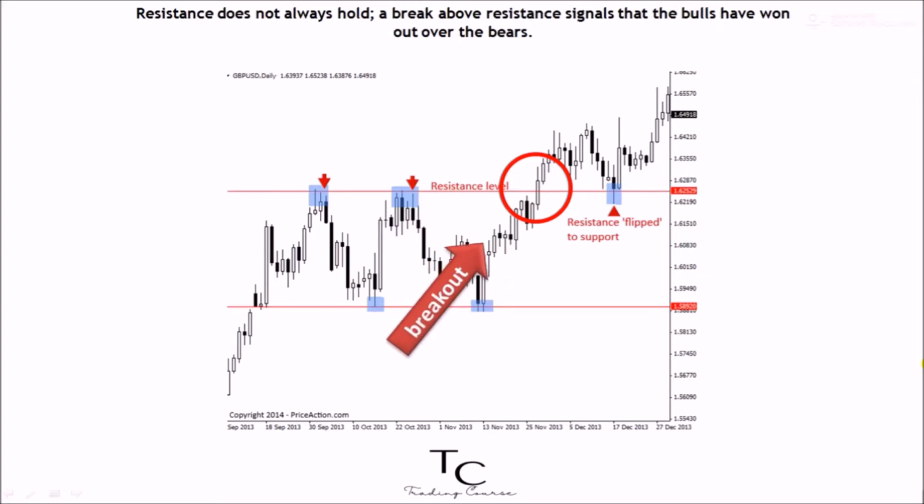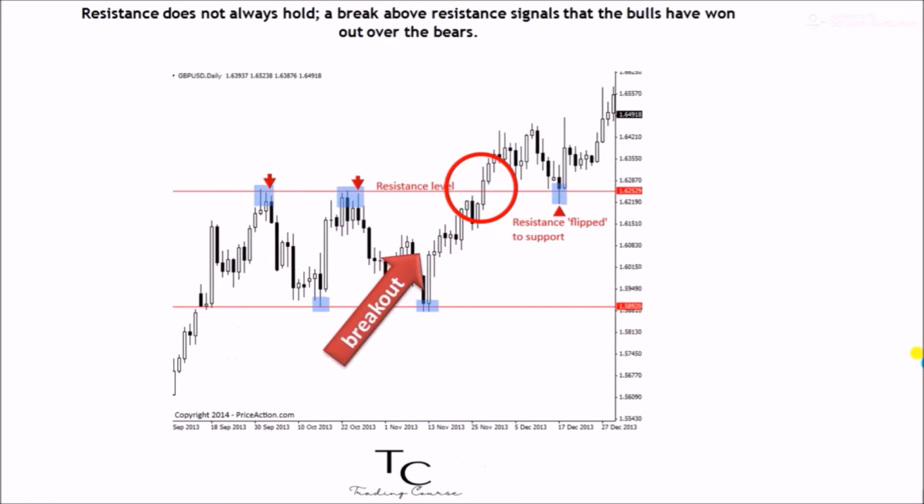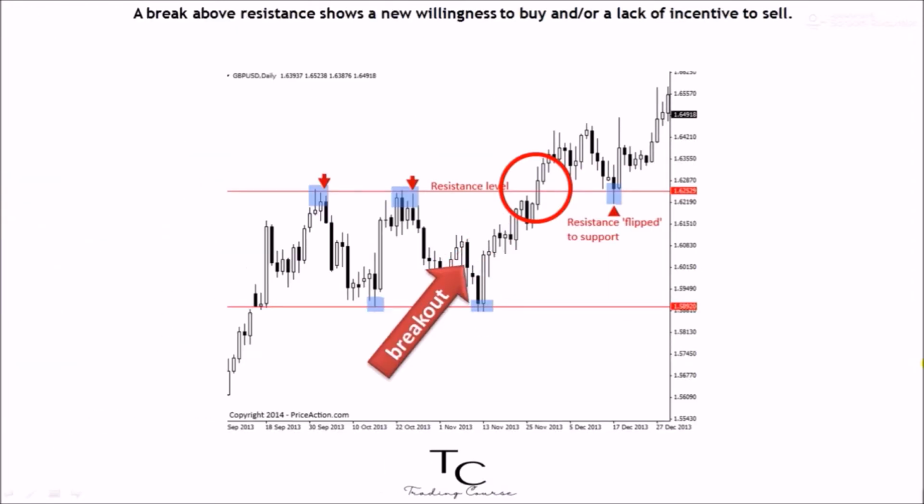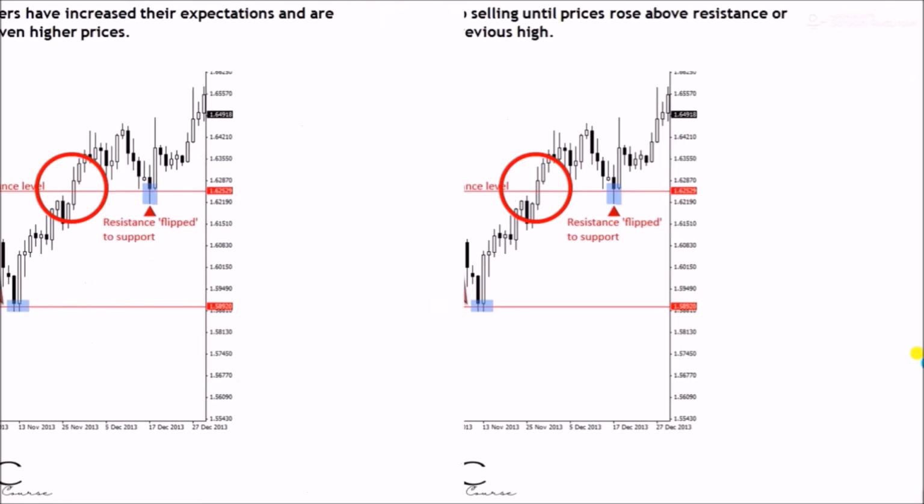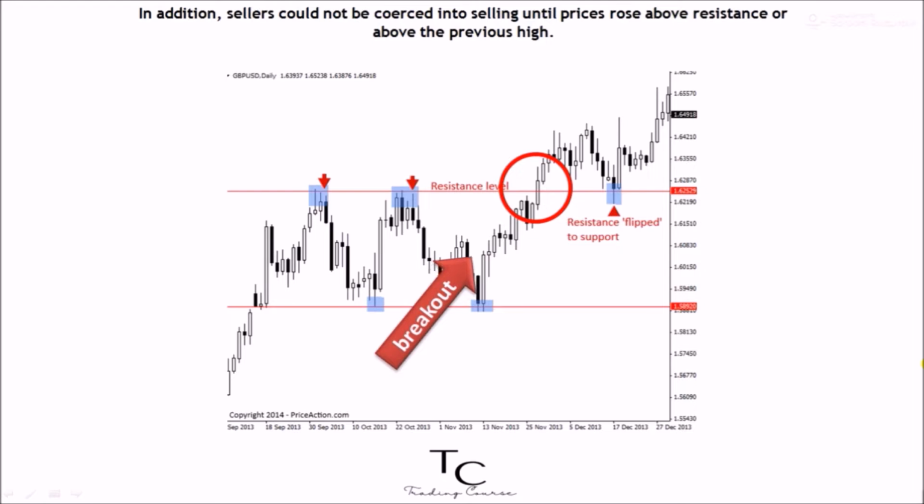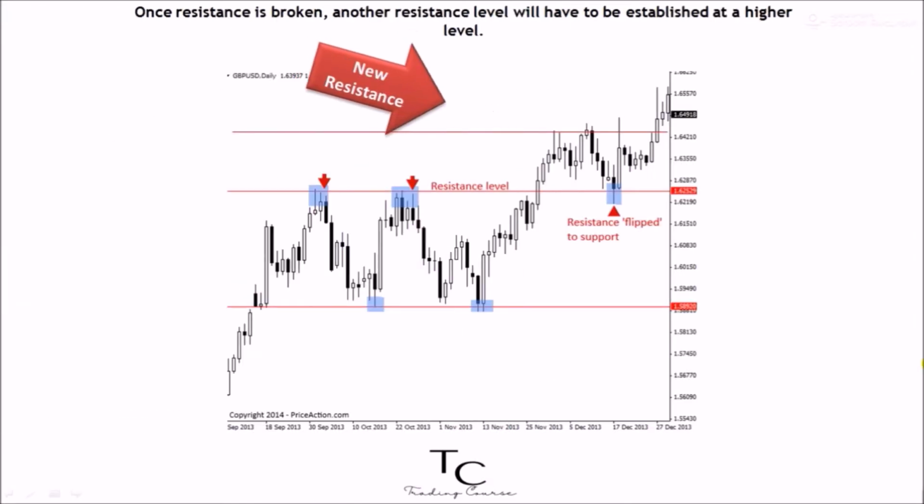Resistance does not always hold. A break above resistance signals that the bulls have won out over the bears. A break above resistance shows a new willingness to buy and/or a lack of incentive to sell. Resistance breaks and new highs indicate buyers have increased their expectations and are willing to buy at even higher prices. In addition, sellers could not be coerced into selling until prices rose above resistance or above the previous high. Once resistance is broken, another resistance level will have to be established at a higher level.